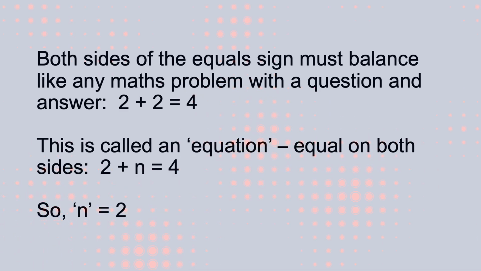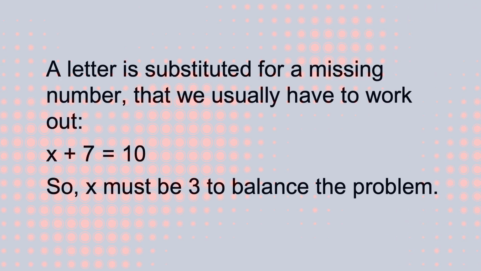Both sides of the equal sign must balance, like any maths problem with a question and answer. 2 plus 2 equals 4. This is called an equation, equal on both sides. 2 plus n equals 4. So, n equals 2. 2 plus 2 equals 4. A letter is substituted for a missing number that we usually have to work out.